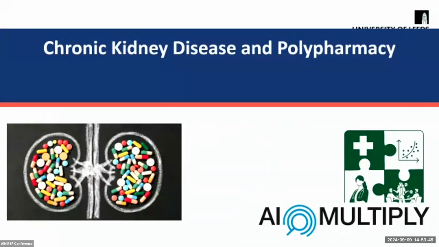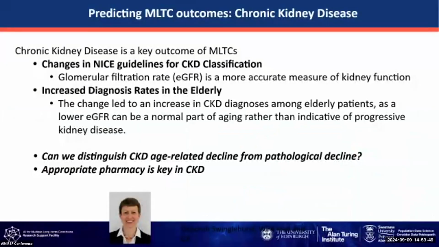So I just wanted to talk about chronic kidney disease as one example where we're applying this. So chronic kidney disease is a really interesting condition that turns up with multimorbidity. Basically, many different conditions like hypertension, diabetes, cardiac conditions will lead to stress and strain on the kidneys.